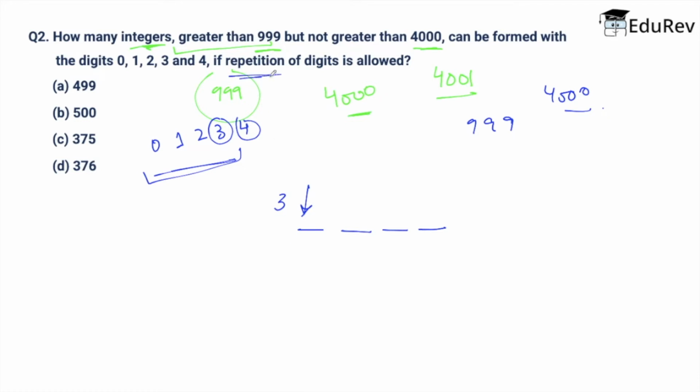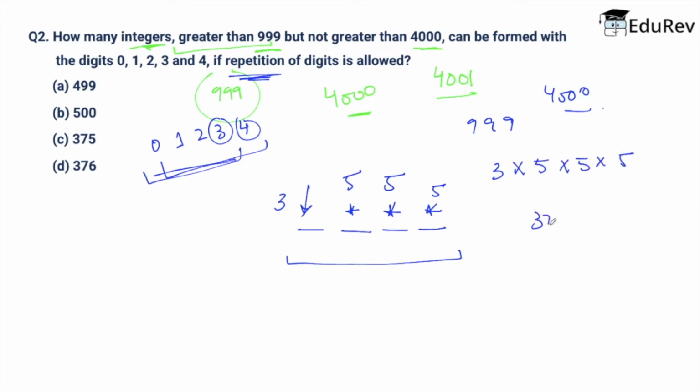Now, because the repetition is allowed, can I say that all these 5 numbers have equal chance of occurrence in all the next 3 spaces which are there? So in this, total 5 numbers have a chance. Similarly, in the third one also 5 numbers have a chance, and similarly on the last place also 5 numbers have a chance. So the total numbers which can be formed in this manner are going to be 3 into 5 into 5 into 5, which is nothing but 375. So the answer, that is how many numbers are possible, is going to be 375.